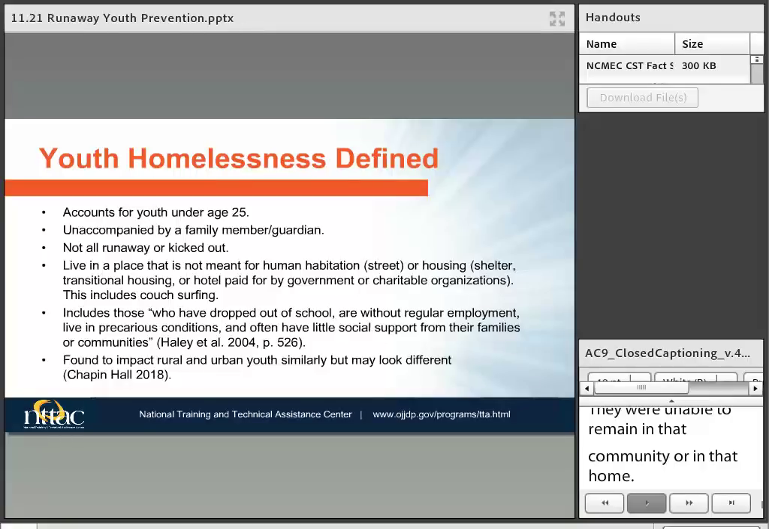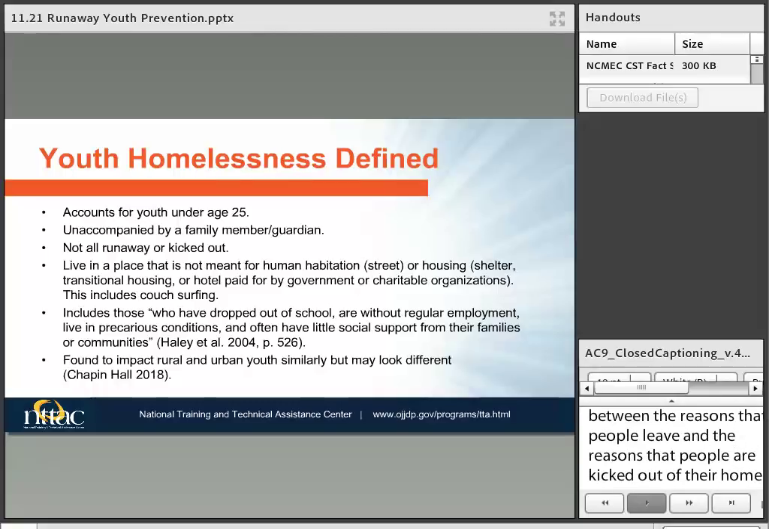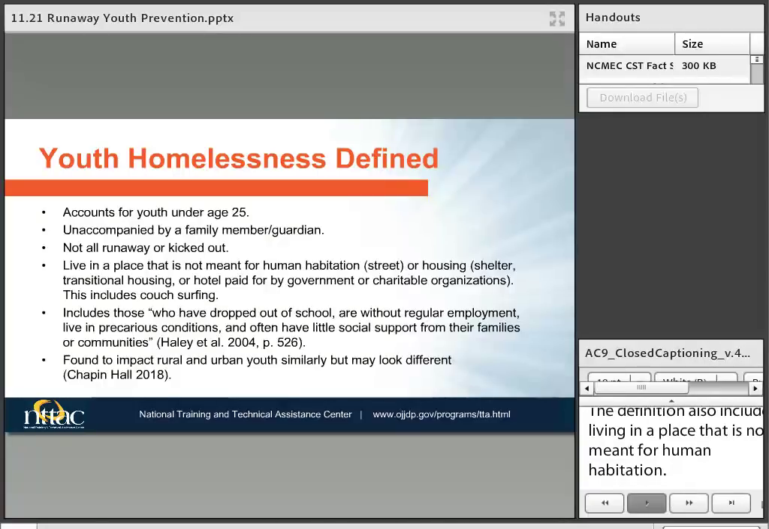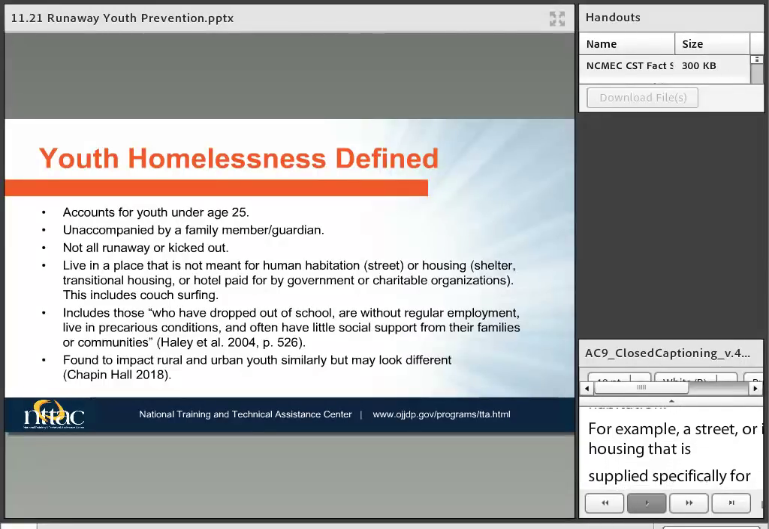The definition also includes living in a place that is not meant for human habitation, for example, a street, or in housing that is supplied specifically for homeless runaway youth. So shelter is transitional housing or a hotel paid for by government or charitable organizations, including some group living situations. And this can also include couch surfing, and that's something we'll talk about a little bit later when we talk about rural homelessness.